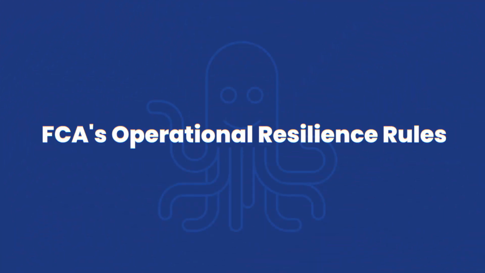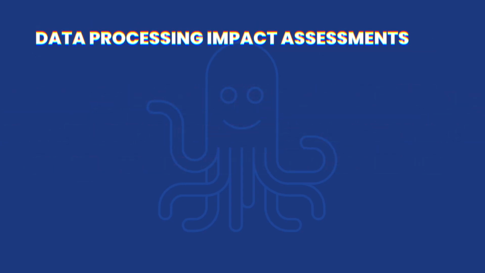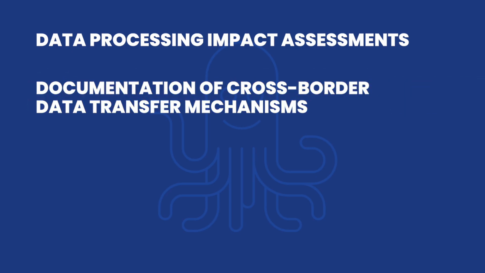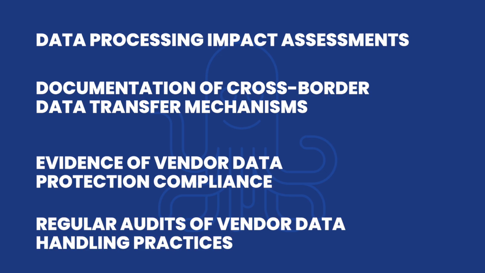Second, the FCA's Operational Resilience Rules. These focus on assessing your vendor impact on critical business services, documenting how vendors' failures could affect your operations, establishing clear governance frameworks, and regularly reviewing vendor categorizations as your business evolves. Third, GDPR obligations for cross-border operations. This includes data processing impact assessments for vendors handling personal data, documentation of cross-border data transfer mechanisms, evidence of vendor data protection compliance, and regular audits of vendor data handling practices.